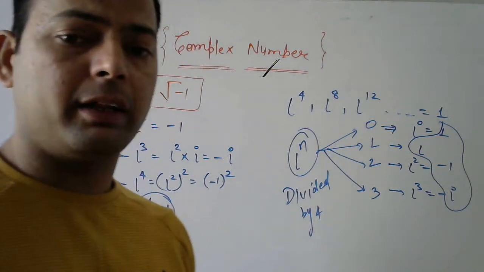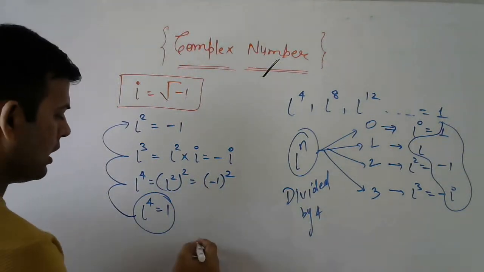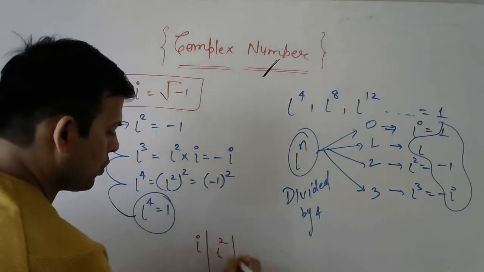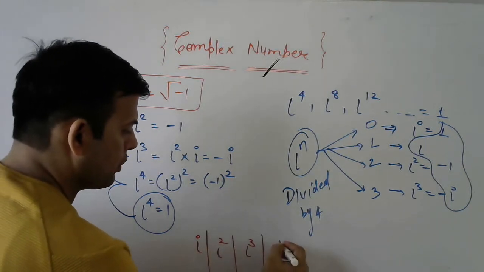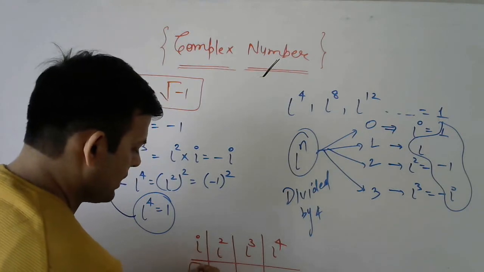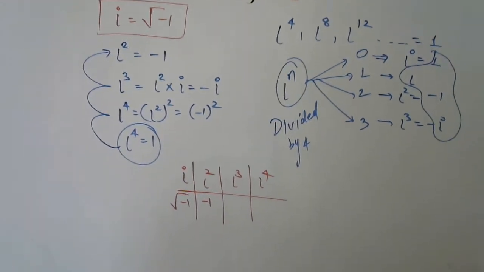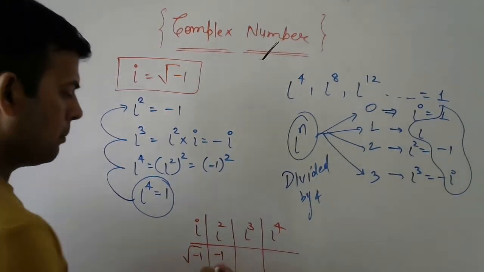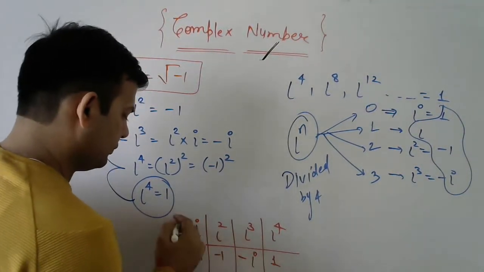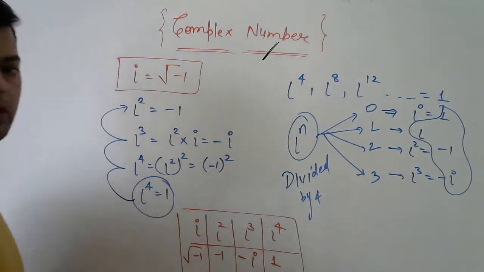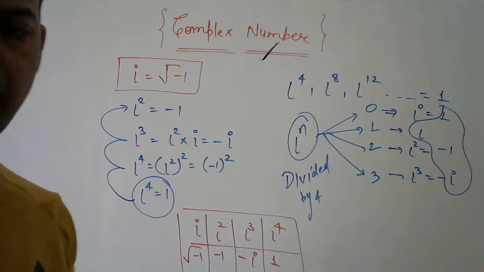So I have to remember these 4 values: iota, iota square, iota cube, iota 4. These are root minus 1, minus 1, minus iota and 1. Okay, I will take some examples on this.